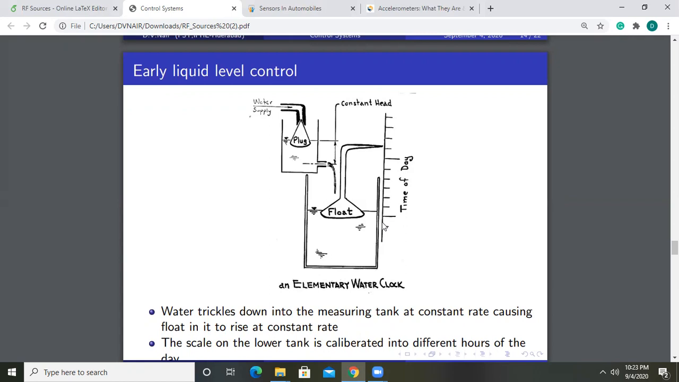So as the liquid level rises, it would be known to the people what the time in the day is. So this is one of the very early inventions that is documented and is called the elementary water clock.